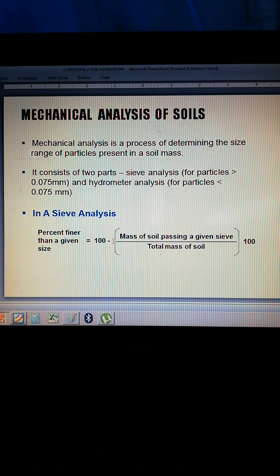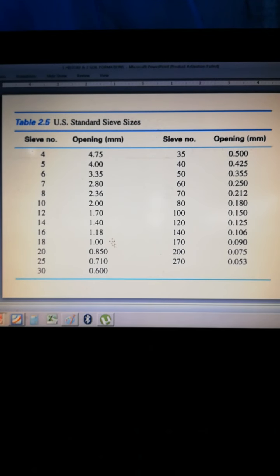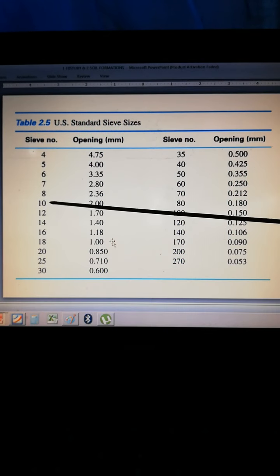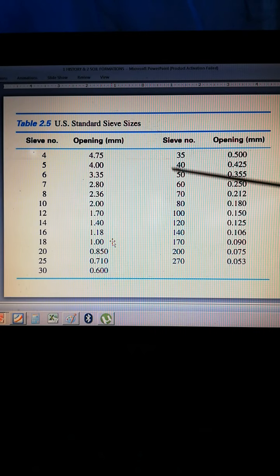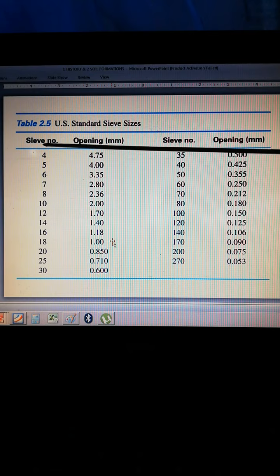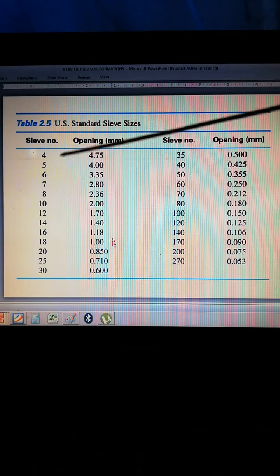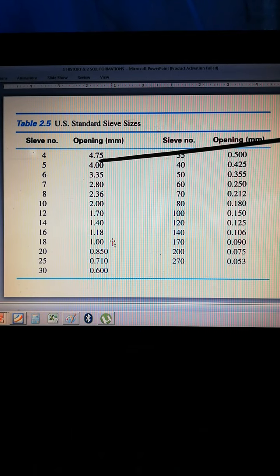So, okay, we are going to have the sieves. Okay, so this is the US standard sieve sizes. The table. You have from 4 to 5, 6, and so on. One digit number for the number of sieve, then 2 digits up to a 3-digit number for the sieve number. Now, the larger the number, the smaller the diameter. The smaller the number of the sieve, the bigger the diameter.